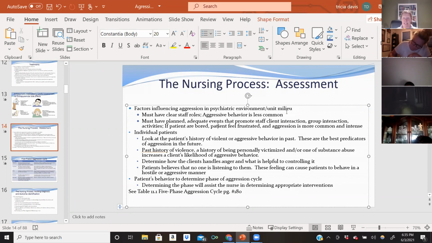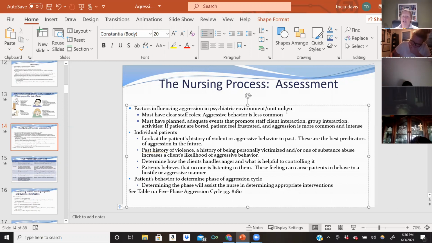If they have, we know that these are good indicators that they could have aggression in the future. So when we talk about their past history of violence, have they been violent? Have they hurt other people? Have they been hurt by other people? Did they grow up in a household where they were abused on a regular basis? Were they a victim? Or do they have any type of substance abuse addiction? We know that patients with substance abuse addictions have a much greater likelihood of developing aggressive behavior.